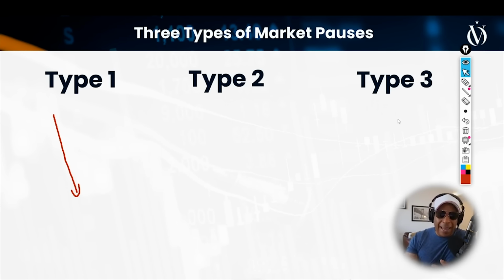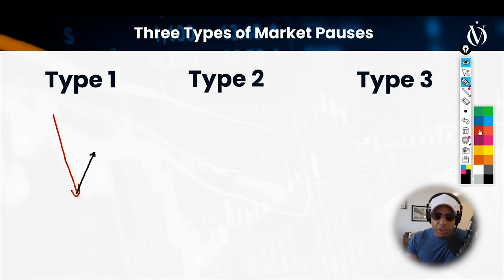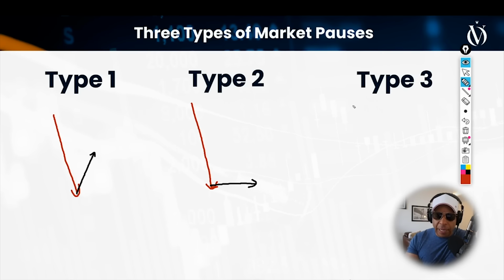So after a move down, a pause one is a give back of price, remember? So we retrace a portion of that downward move, a brief move to the upside. And pause number two does not give back price, but it marks time. And pause number three is very brief, a hiccup.